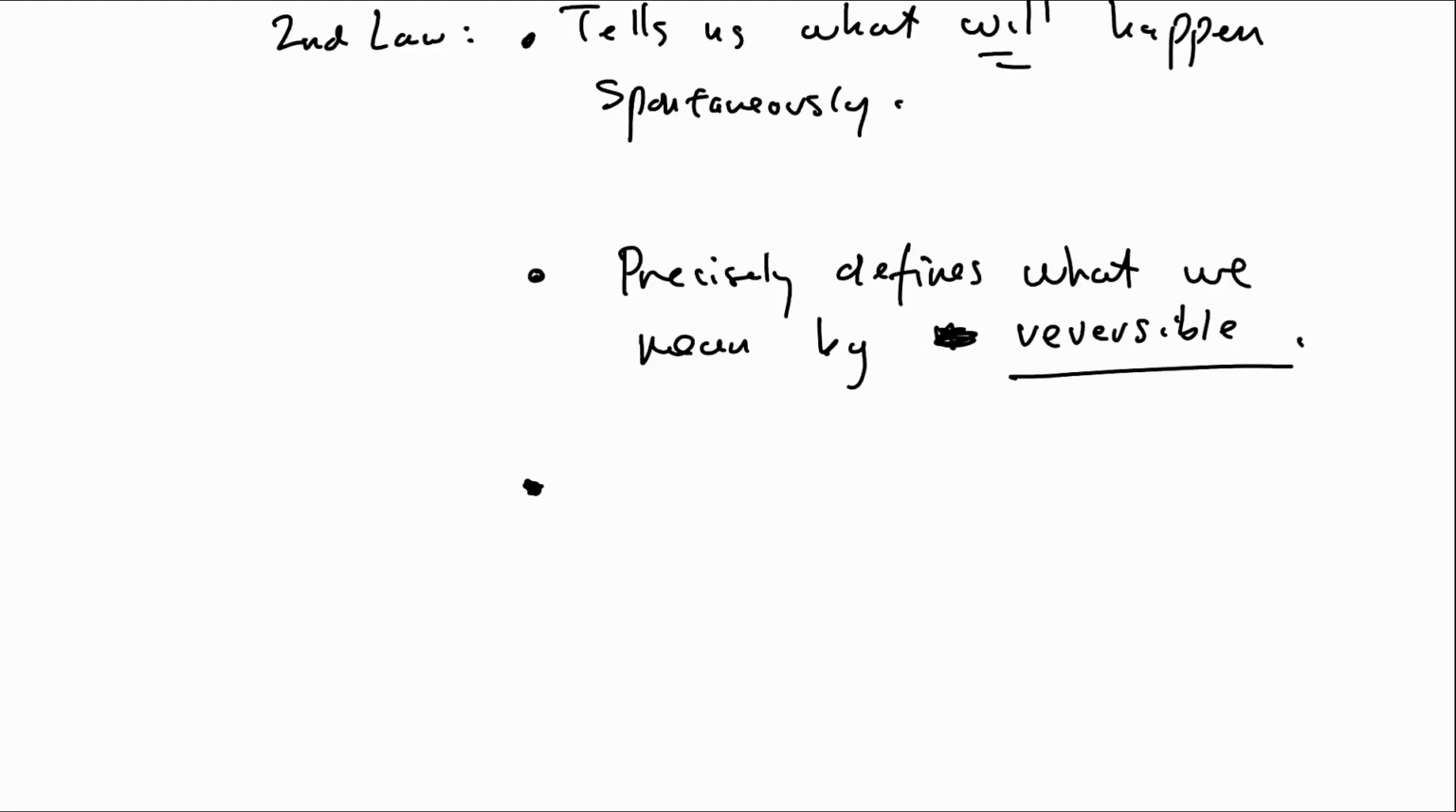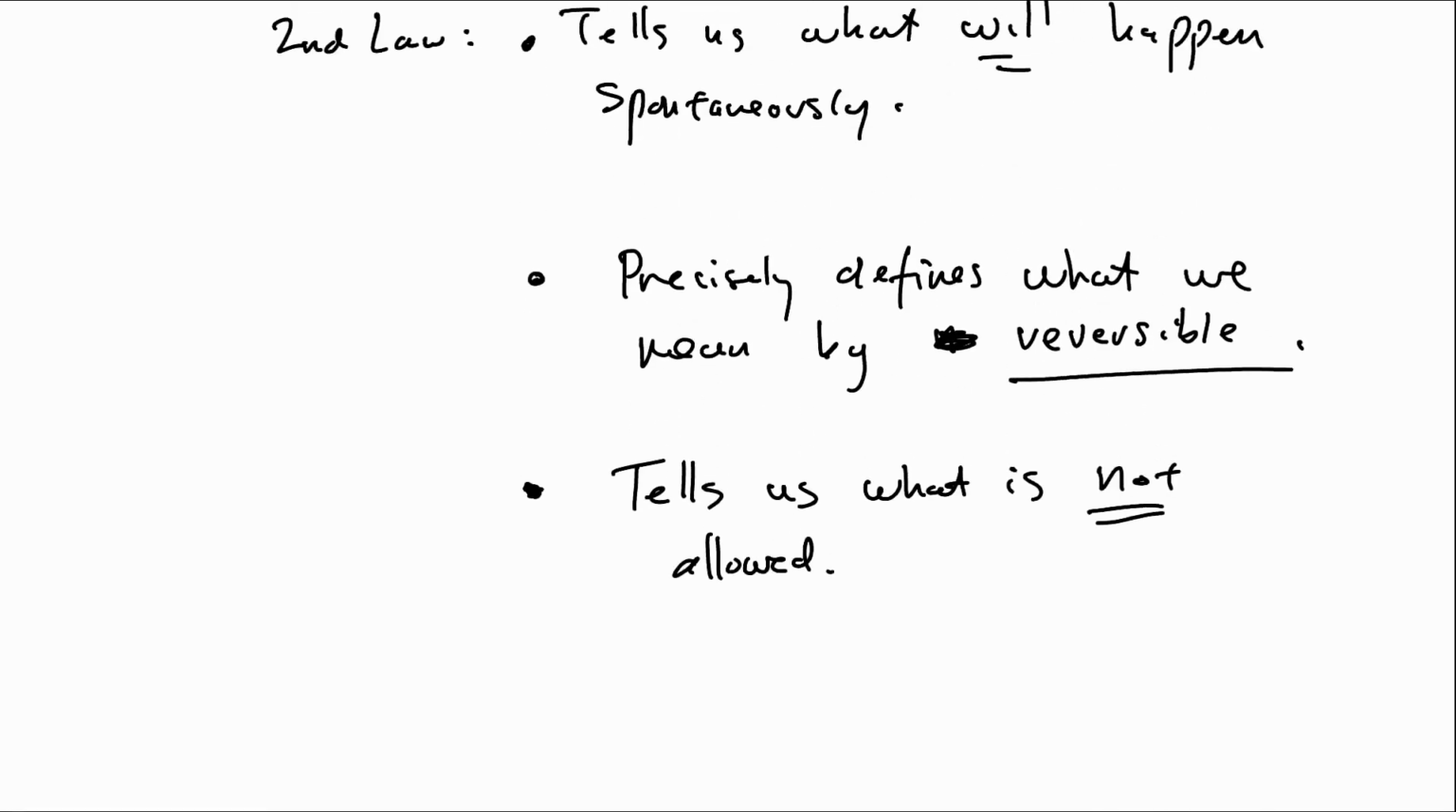And laws come into your life when they prevent you from doing something. I can't smoke this, I can't drink that, I can't buy that, I can't go this fast, right? And so the second law also tells us what is not allowed. That's why it's a law, I guess.